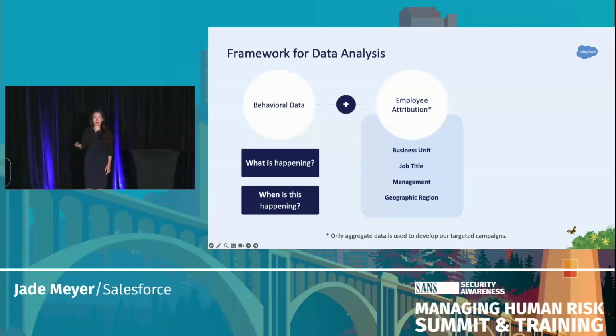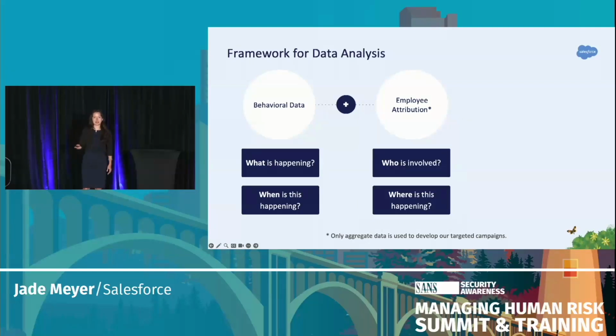Now I'll talk about what really helps color that data, which is employee attribution data. And I want to preface this by saying Salesforce only uses aggregate data to develop our targeted campaigns. So trust is our number one value, not just for our customers, but also for our employees. We want to make sure that we uphold their privacy to the highest standard. So if we don't need to have individual employee data, there's no reason for us to use it. But by employee attribution data, I'm really talking about things like business unit or department, job titles, management, even where your employees are located by their geographic region. Looking at this kind of data really provides context as to who is involved in these types of incidents and where is this happening.